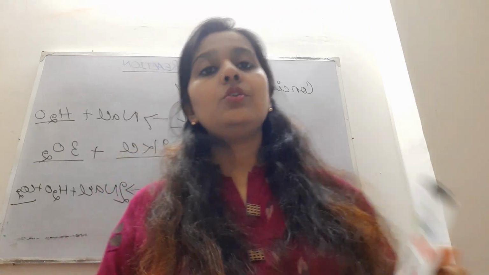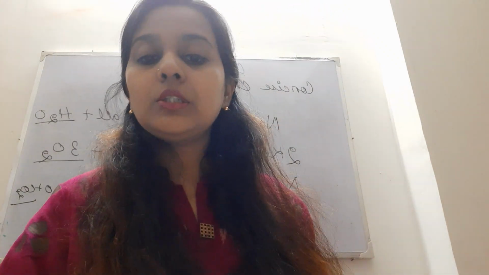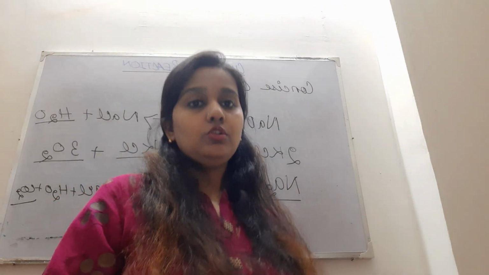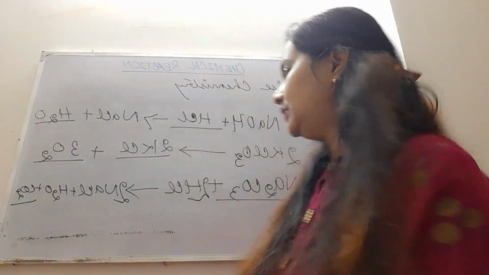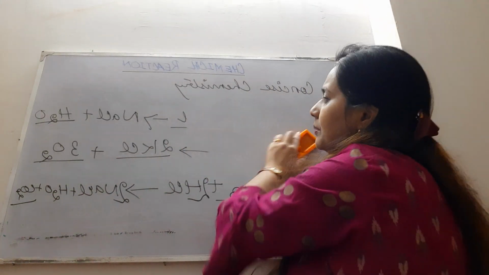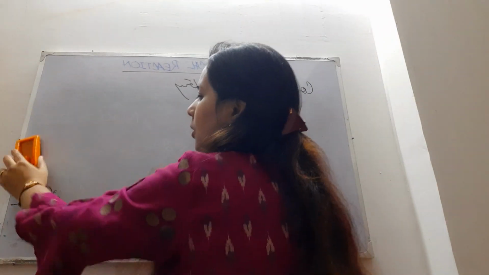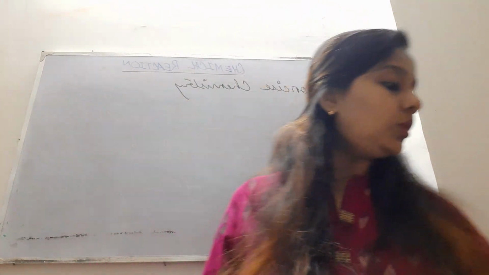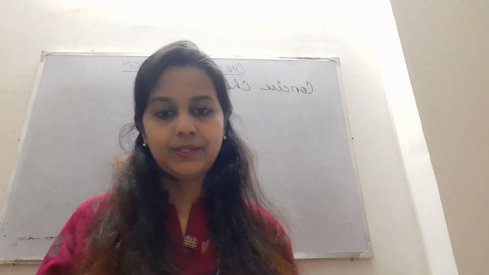Now, the state your observation kind of question. How will you obtain magnesium oxide from magnesium? So from magnesium, I want to obtain magnesium oxide. In that case, I have to burn magnesium ribbon in a jar containing oxygen. When I burn magnesium ribbon in a jar containing oxygen, then magnesium changes into magnesium oxide.